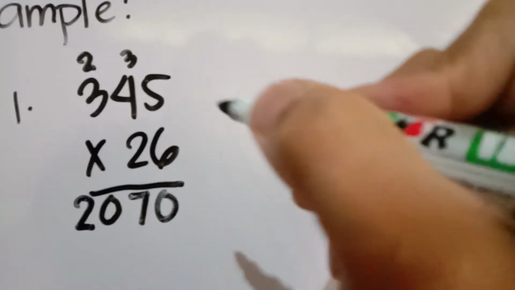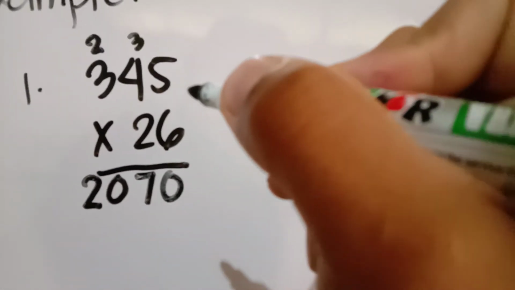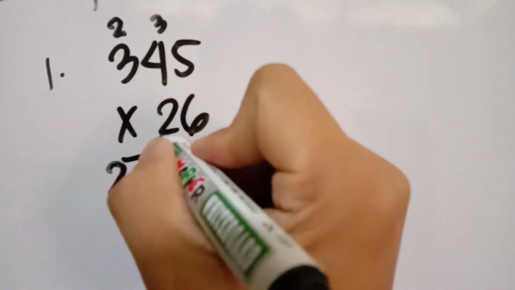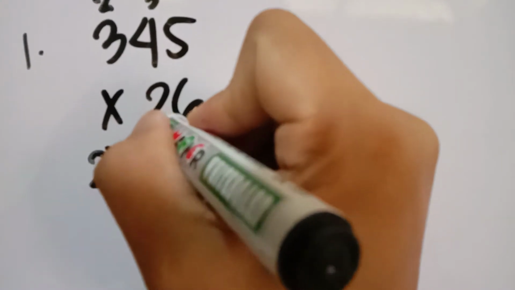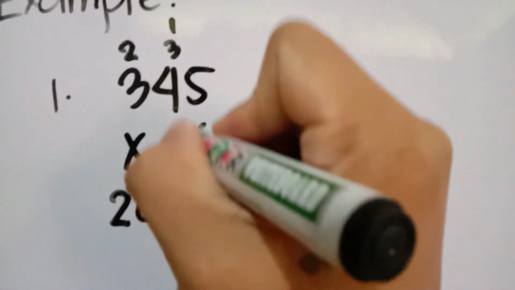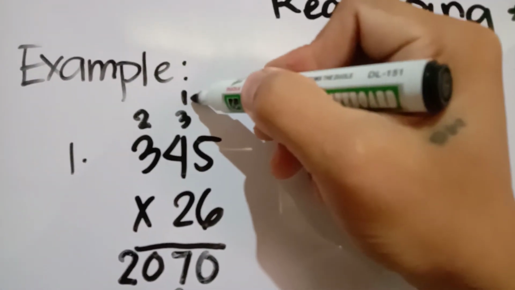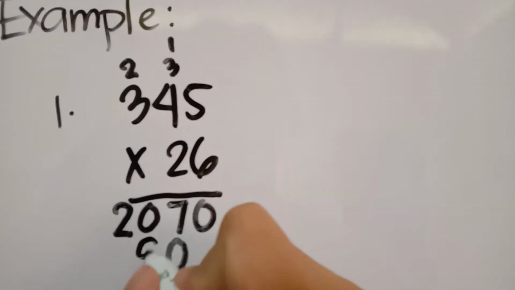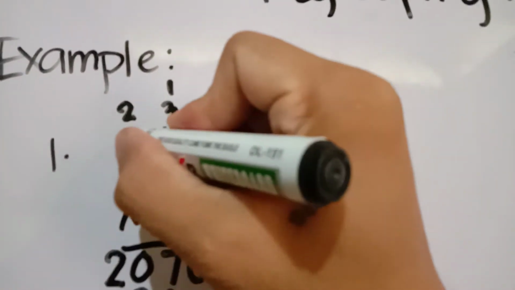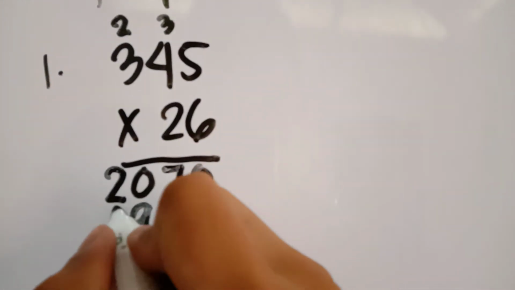Okay, next, we are going to look for the second partial product. So we will multiply the tens digit in the multiplier to the multiplicand. So 2 times 5, that is 10. So write 0. We are going to write here. Then regroup 1. 2 times 4, that is 8, plus 1. Okay. So that is equal to 9. 2 times 3, that is equal to 6.